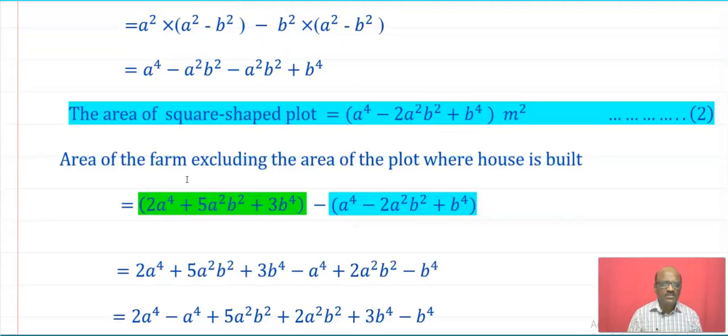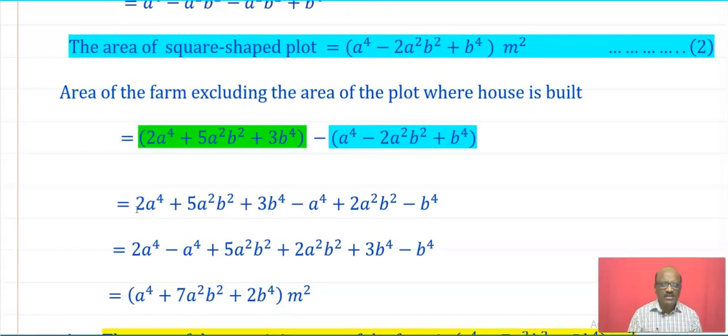Therefore, the area of the farm, excluding the area of the plot where the house is built, is 2a raised to 4 plus 5a square b square plus 3b raised to 4 minus (a raised to 4 minus 2a square b square plus b raised to 4). Normal subtraction is here. Whenever outside the bracket there is a minus sign, the sign of the terms inside the bracket will change. Minus a raised to 4 plus 2a square b square minus b raised to 4. Therefore, you will get 2a raised to 4 minus a raised to 4, so you will get a raised to 4.